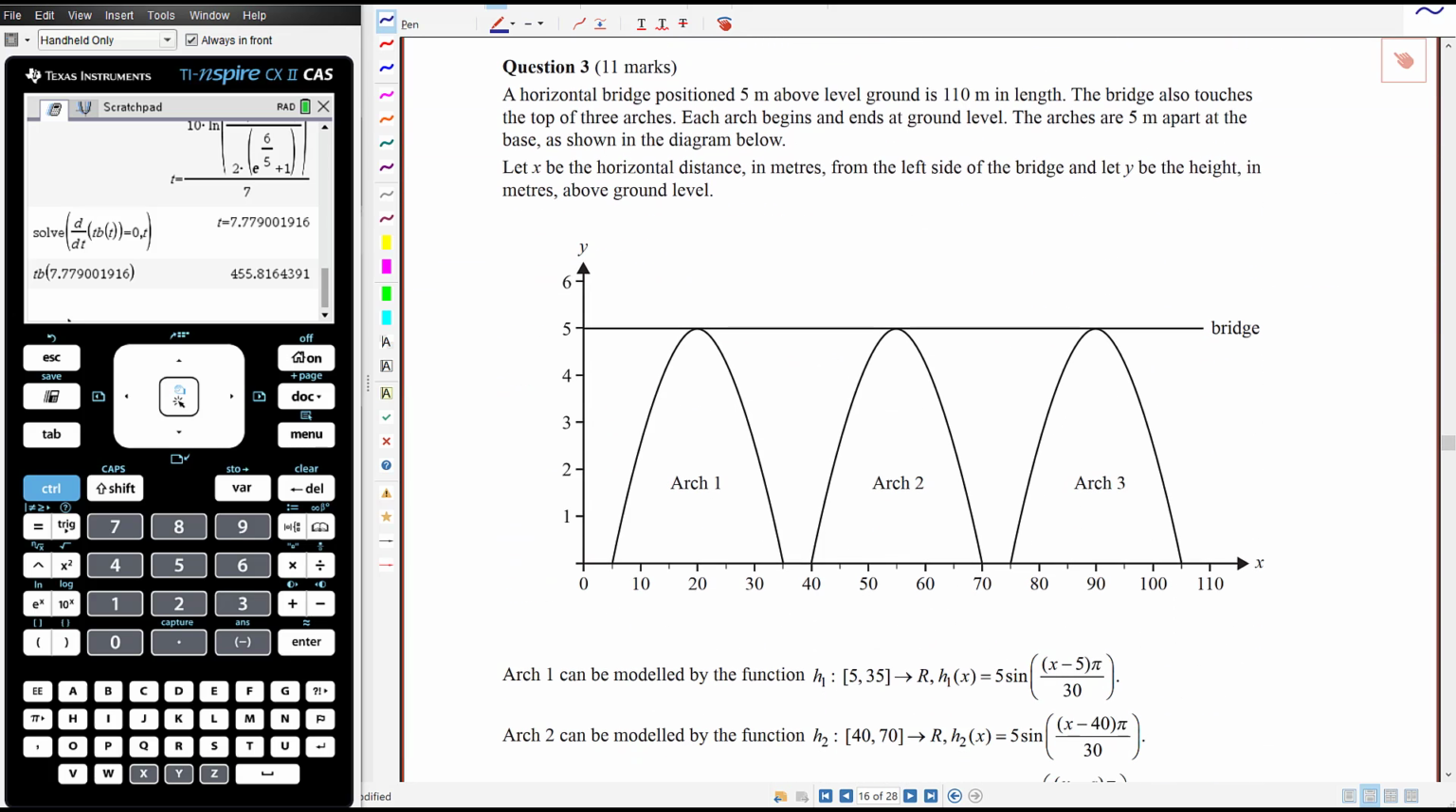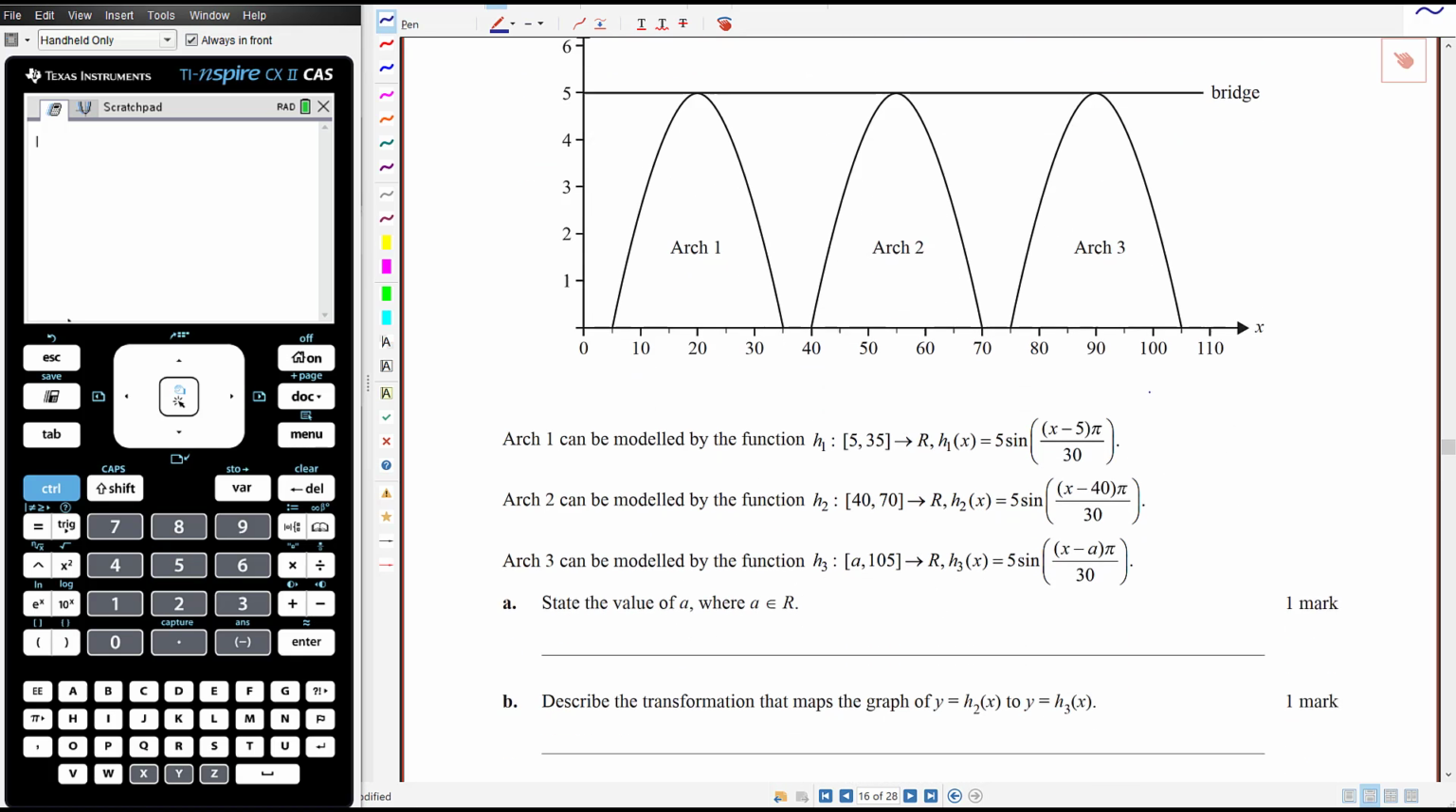Question 3. Okay, so whole new question again. I'm going to clear my screen and start again. A horizontal bridge positioned 5 metres above level ground is 110 metres in length. The bridge also touches the top of 3 arches. Each arch begins and ends at ground level. The arches are 5 metres apart at the base, as shown in the diagram below. Let x be the horizontal distance in metres from the left side of the bridge, and let y be the height in metres above ground level.